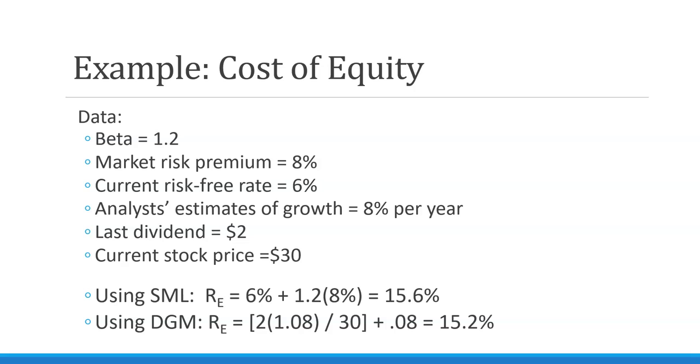So we have the beta, market risk premium, and risk-free rate. Our growth estimate is 8% per year. Our last dividend was $2, and our current stock price is $30. So first we use the security market line approach, and we get a 15.6% cost of equity. And then second, we use the dividend growth model approach, and we get a 15.2% cost of equity.